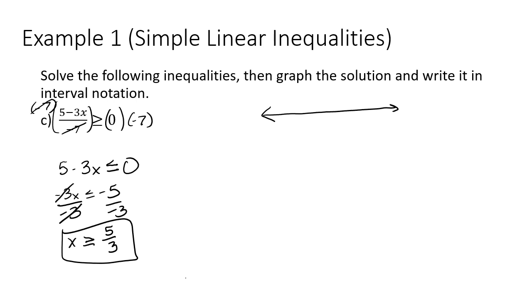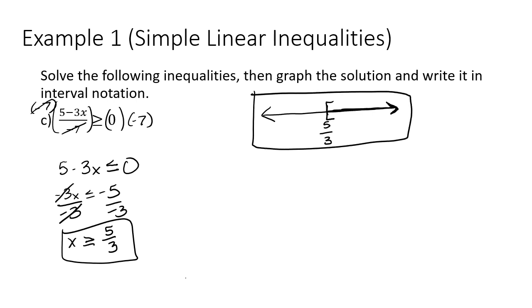As a graph, this is greater than this time, so that's the numbers to the right of 5/3, bigger numbers. And because it's an or equal to symbol, we use a square bracket for 5/3 itself. And in interval notation, that would read as the interval from 5/3 with a square bracket to positive infinity, and infinities always have parentheses.